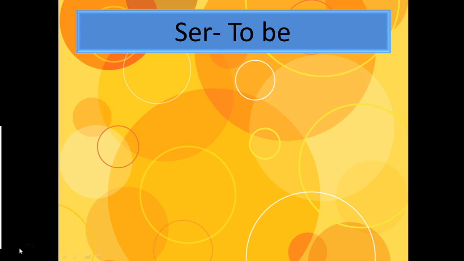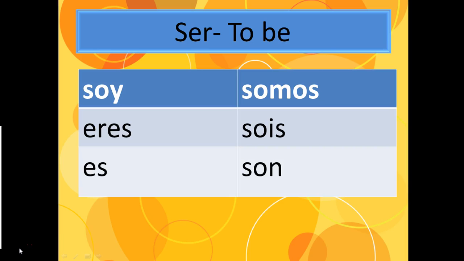Ser versus estar is our last video for this first review chapter. Remember, ser and estar both mean to be, but they have very different uses. For ser, remember the conjugation: soy, eres, es, somos, sois, son. None of the forms of ser have an accent in the present tense.